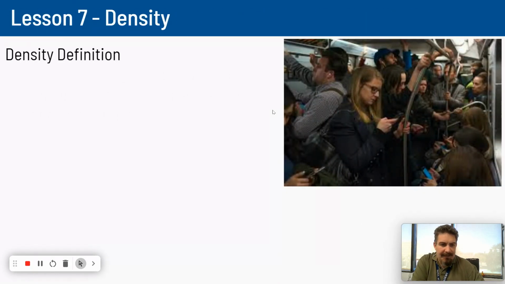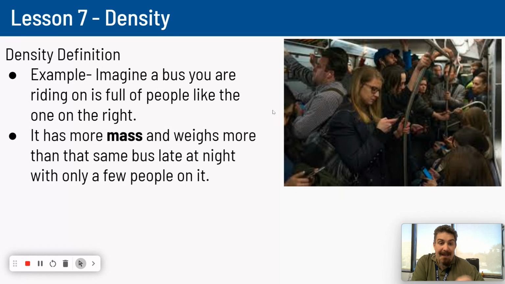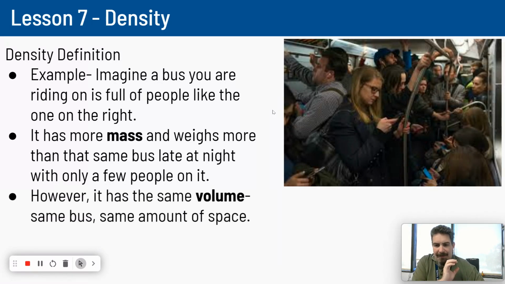Okay? And so if we look at an example, imagine you're riding a bus, like the one in our picture here, that's just stuffed full of people. You're getting elbows in your body all the time. There's just tons of people in there. It has more mass. There's more people inside, right? And so it weighs more than later in the evening when that same bus doing the same route has like 3 people on there, right? That is the same bus. It has the same volume. It has the same amount of space that it occupies, that it takes up, like it was on the curb. But how much it weighs, its mass, has changed.